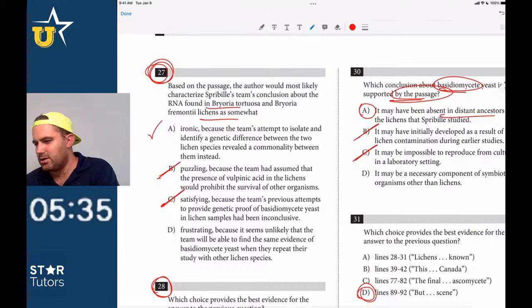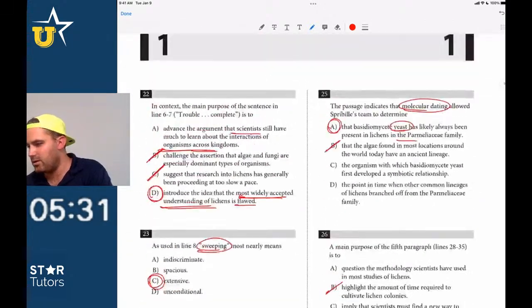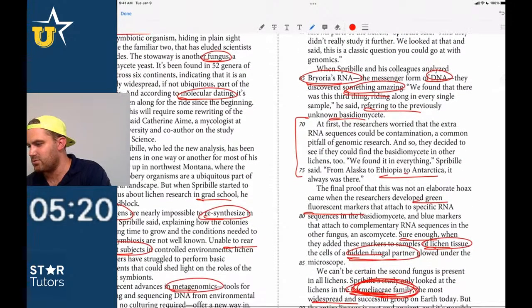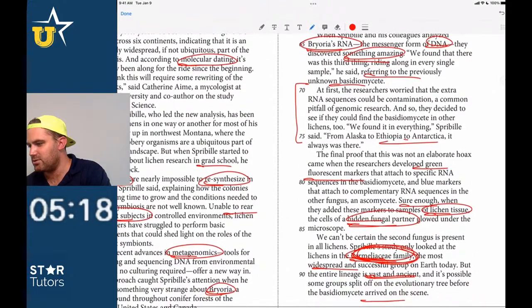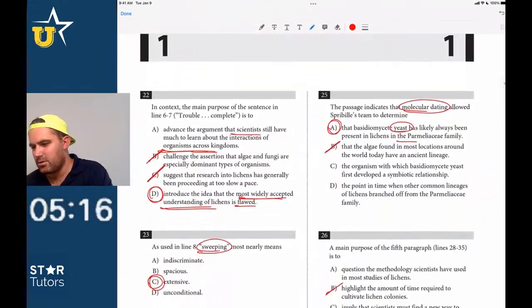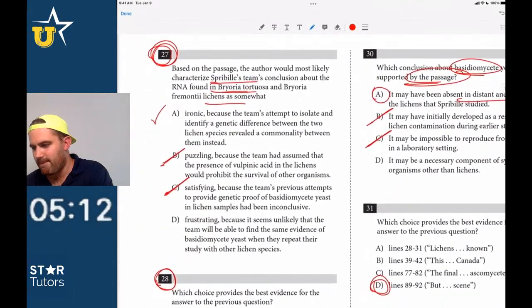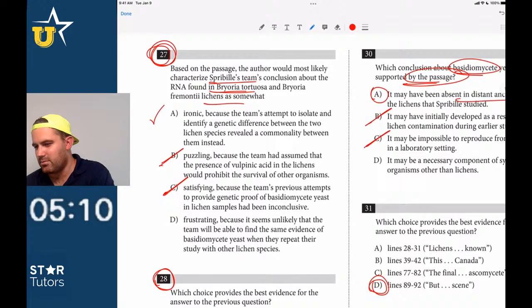Based on that, most likely characterizes the team's conclusion about RNA as somewhat. So RNA, I remember where this was. It was like right up here. Yeah, because I circled it, right. Discovered something amazing. We found that there was this third thing, writing along every single sample. First, researchers worried that there would be contamination, a common pitfall. Okay, so it's definitely A here.